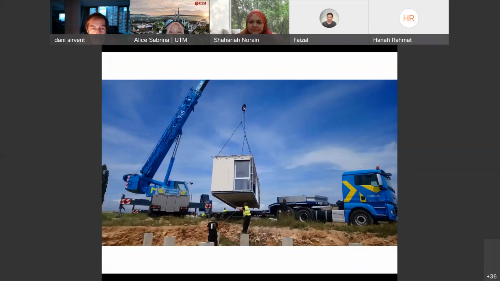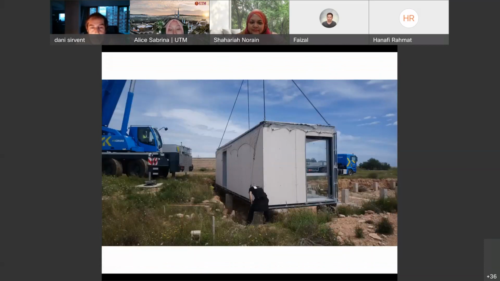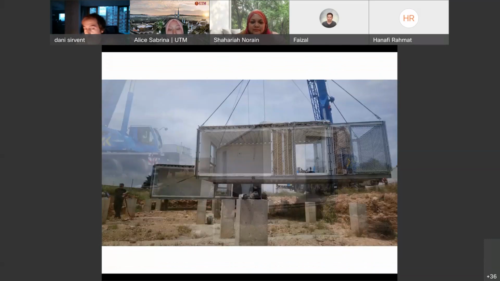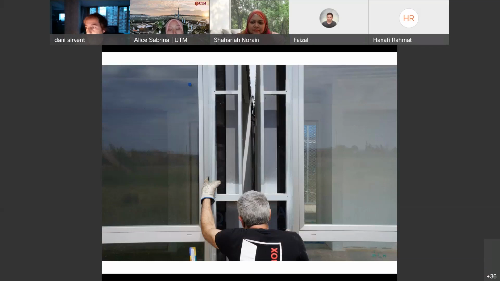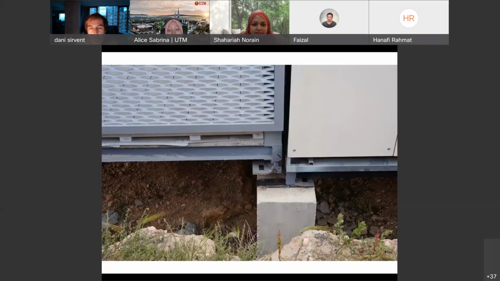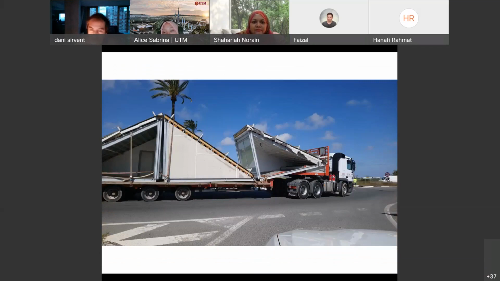Here you can see how they move the different elements and put them in the final location. We saw it before, one by one. First of all, the first of the modules, then a second, and like this, all the different modules. Here you can see the gap between two different individual elements and the small detail of how they join the different elements in the final place. And this is the last truck with the last three modules.